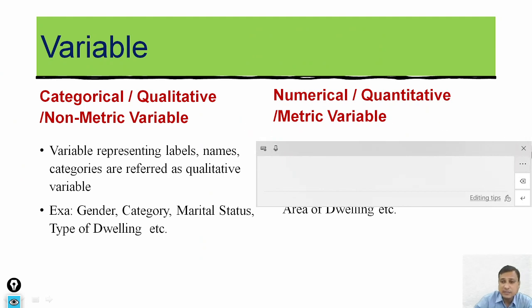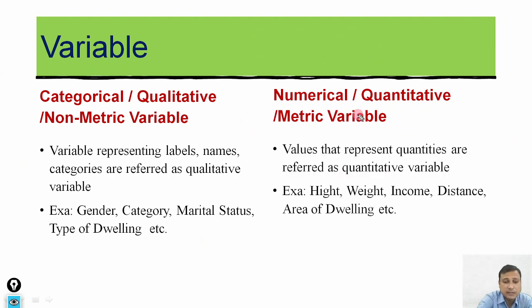So here is the first type, in which, as I earlier mentioned, there are some types which are actually the same, only the names are different, and here they are: categorical variable, qualitative variable and non-metric variable. They are the same. What is the meaning of this type of variable? They are variables representing labels, names, categories, and they are referred to as qualitative variables.